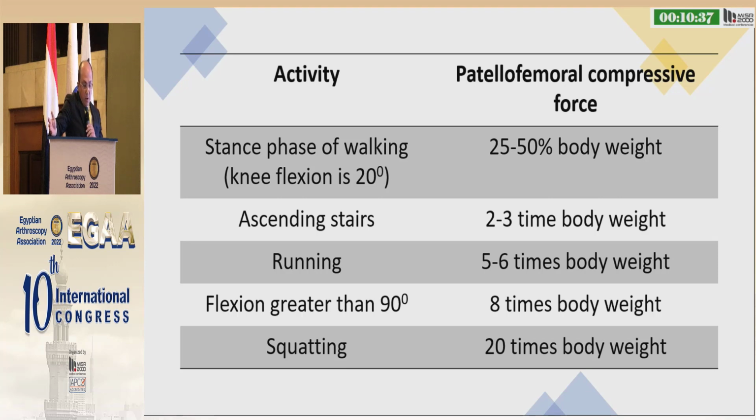In the stance phase of walking with knee flexion of 20 degrees, the patellofemoral compression force is about 25 to 50% of body weight. During ascending stairs, it's about 2 to 3 times body weight. In running, about 5 to 6 times body weight. With flexion greater than 90 degrees, it equals about 8 times body weight. In squatting positions, it equals about 20 times body weight.